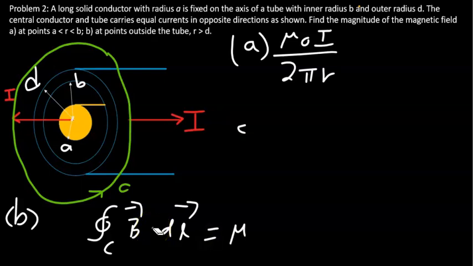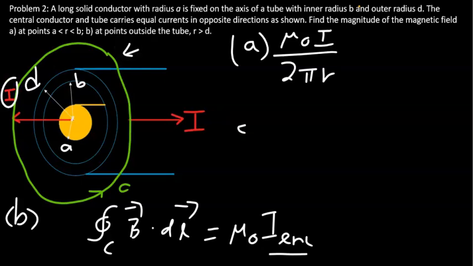Mu naught current enclosed. Note that now this contour C is this green circle right there. Before proceeding, let's look at the right-hand side of this Ampere's law. Let's determine what the current enclosed by that contour is. So there are two currents enclosed by this green contour.